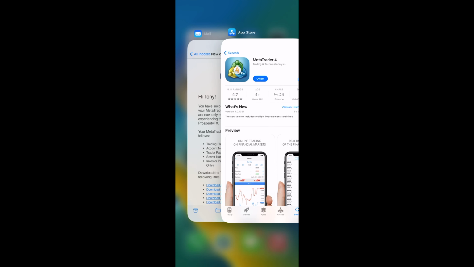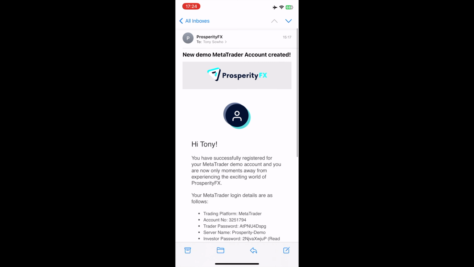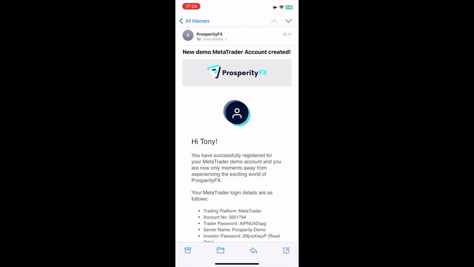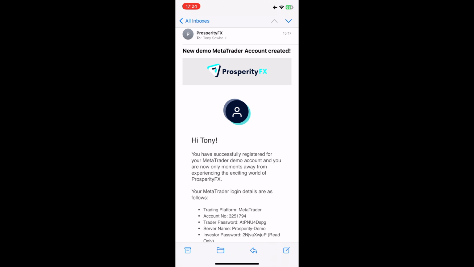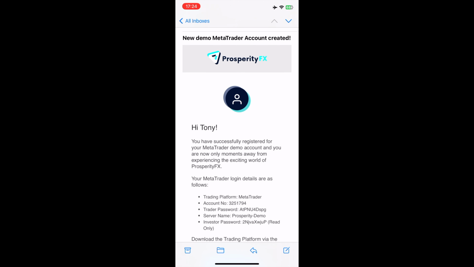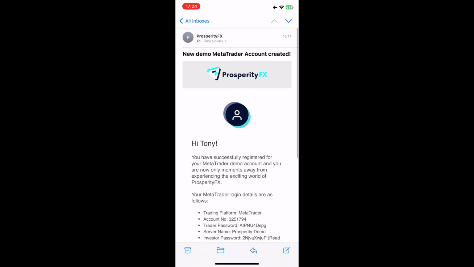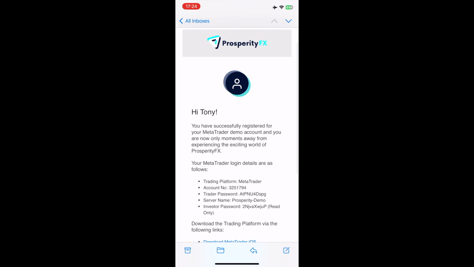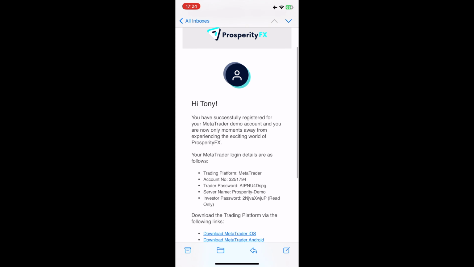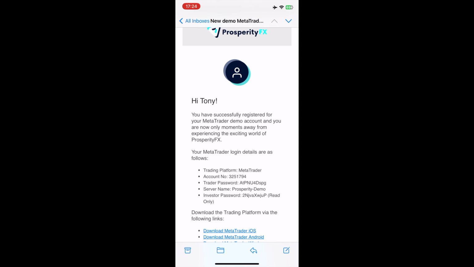So we're going to head over to my email now. You can see here, I signed up a couple of hours ago. So it's a new demo MetaTrader account created, right? This is one broker. I actually opened a demo account with them a few hours ago, so I can use it to explain on this call.